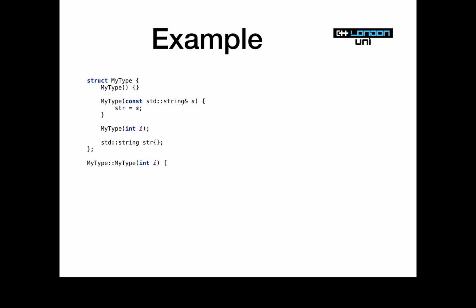So this is a definition of the constructor for my type that takes a single int parameter. And in here we convert the int to a string, and we assign that to our str member.